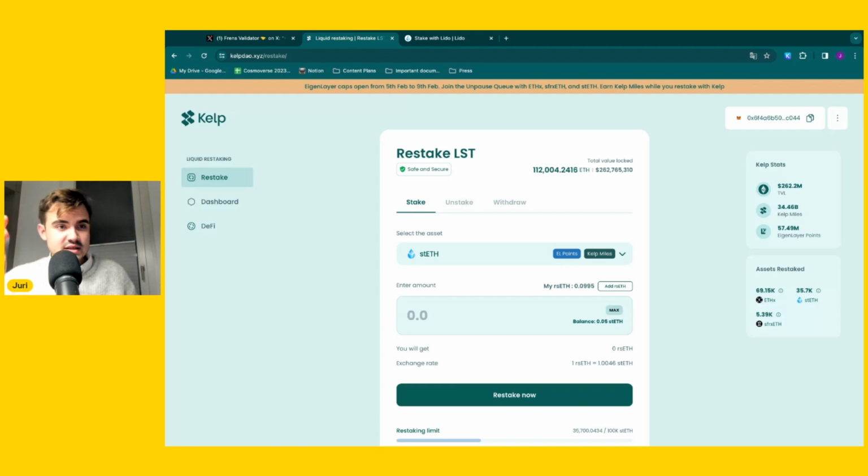I mean, you have seen how fast everything was done. So I really recommend you have a look at it if you have some spare ETH left that you want to stake. And if you are a little bit more adventurous, then I can really recommend checking out Kelp and starting to restake. Again, keep an eye on the Kelp miles and the EigenLayer points. Eventually, these will be the indicator of how big your airdrop will be.